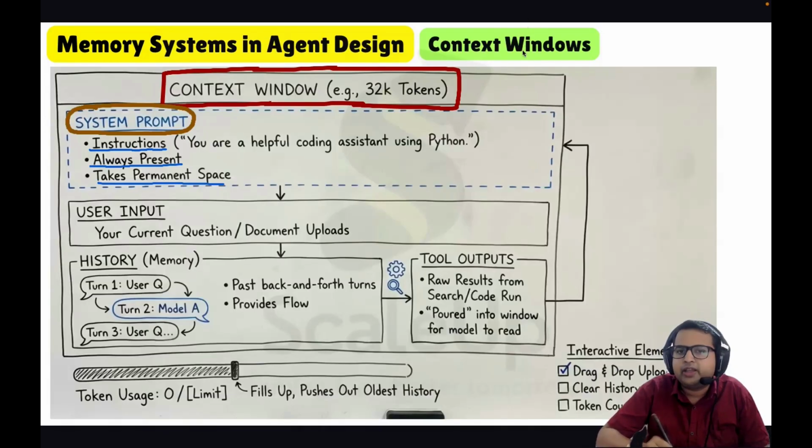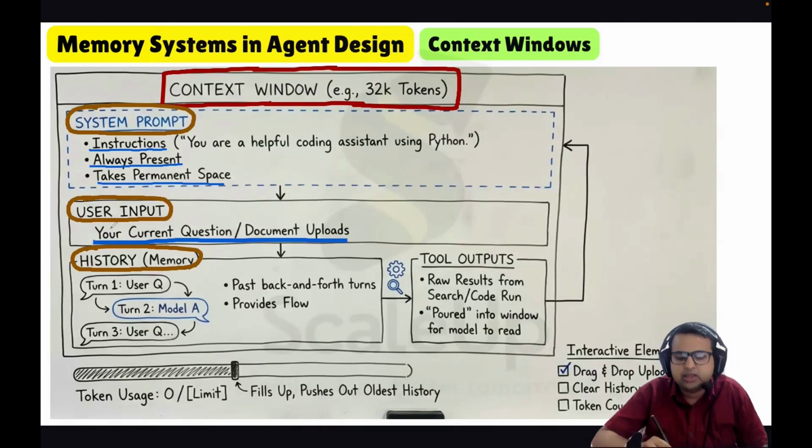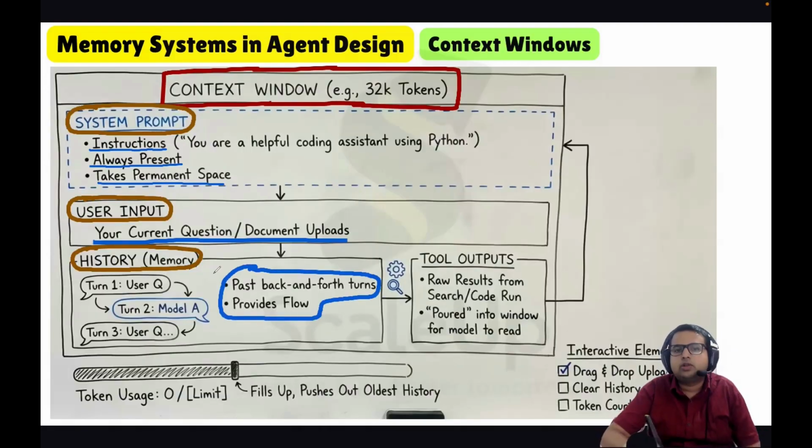The context window will contain the user inputs, and the user input will be like your current question or some document uploads. The context window also contains the history, like the previous interactions, the memory, the past back and forth turns that provide the flow of the chat. And the context window also contains the tool outputs.